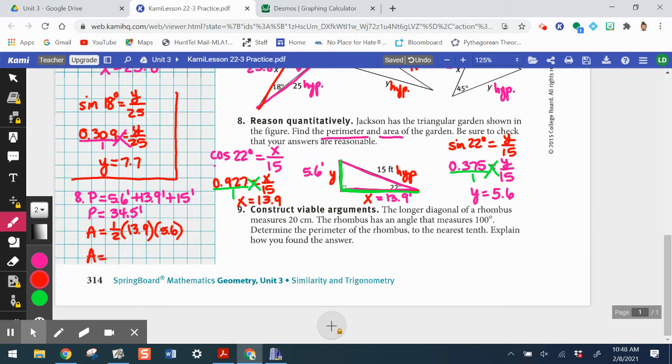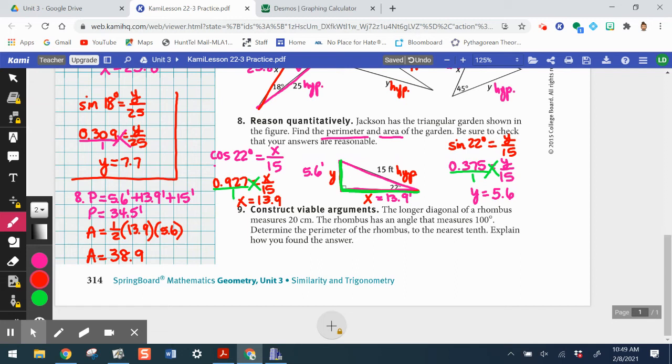So now let's calculate the area. I got 38.92, so we'll round that to the nearest tenth, which would be 38.9. And remember, perimeter is different than area. Perimeter is the total distance around the shape. So we leave it in the units that we're given, 34.5 feet.